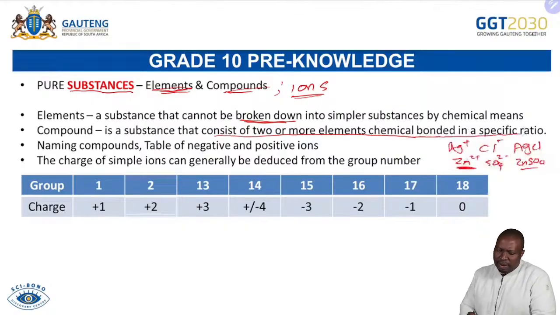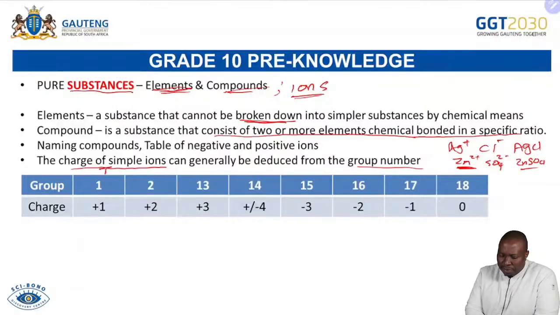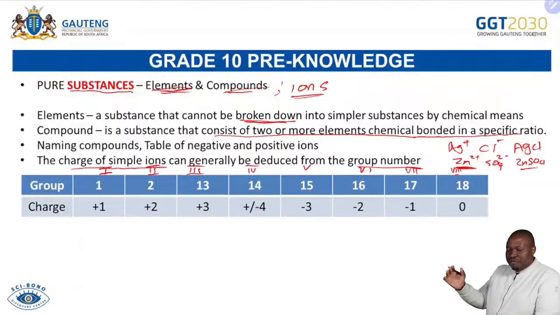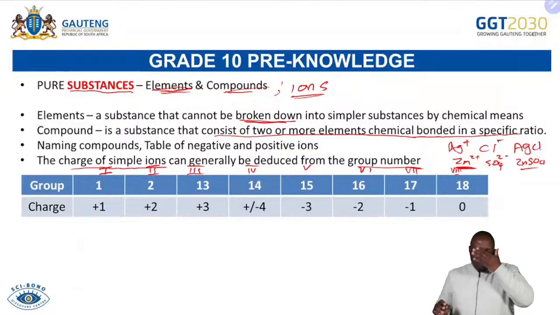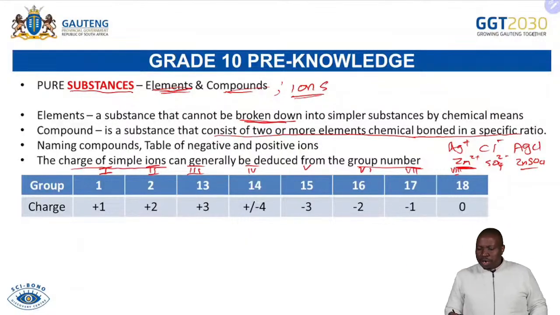And we are saying, when you go to the periodic table, the charge of simple ions can generally be deduced from the group number. Remember, some will say group 1, Roman numeral I, group 2, group 3, group 4, group 5, group 6, group 7, and group 8. Yes, even your periodic table is written like that. It's either group 1, 2, 13, 14, 15, 16, 17, 18, or 1, 2, 3, 4, 5, 6, 7, up to 8. And we're saying group 8 are fully filled, so we don't expect them to have any oxidation numbers. Their oxidation number is 0.